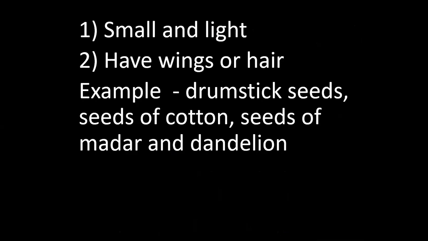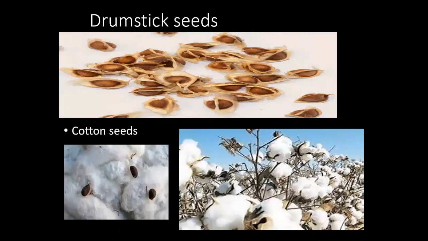If you see, here are the drumstick seeds. Yes, you are right. It's the same drumstick which you find in your sambar, when you eat idli, dosa and sambar. So these drumstick seeds, if you see, they have a wing-like structure. And because of that, they are carried away by the wind here and there.